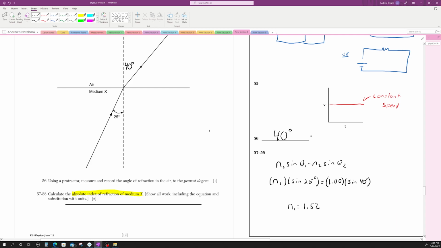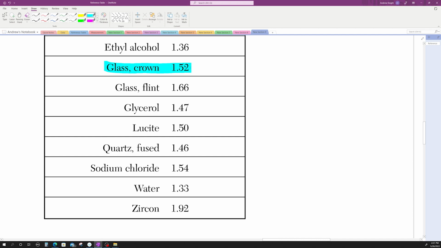If they asked you what this substance would be, you'd have to go to your reference table and look it up. 1.52 ends up being crown glass, but they don't ask you for the material this particular year, though other years they have in the past. So just be ready to look up that material.